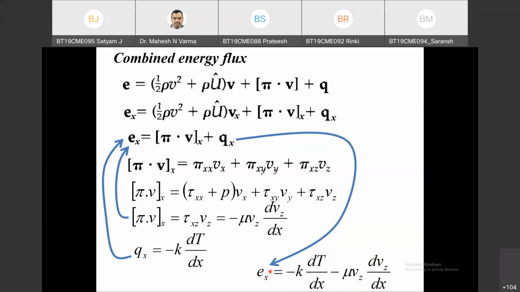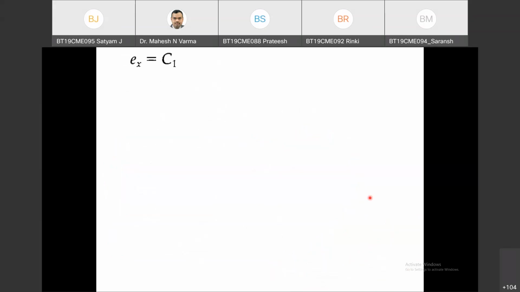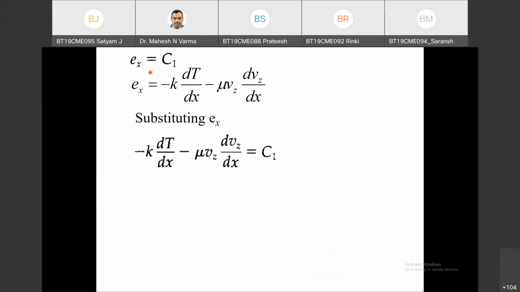Now substituting this combined energy flux in my definition, Ex equals C1. Now solving this, substituting Ex, so this will be minus k dT by dx minus mu dVz by dx equals C1. Now you can solve this. For solving this, you need to solve this again as a multivariable single dimensional equation. One is temperature, one is velocity. One variable is temperature, one variable is velocity.